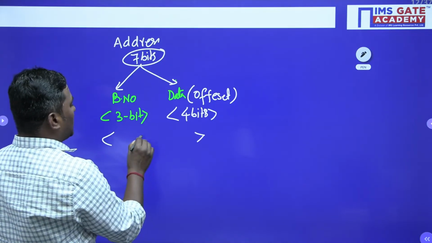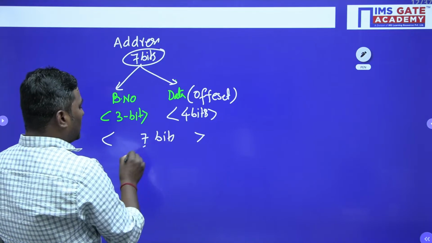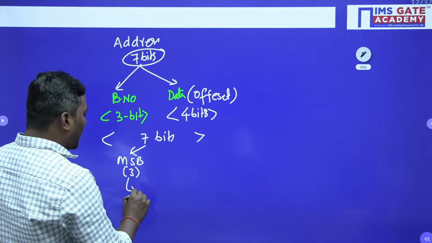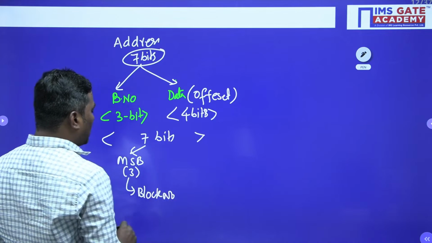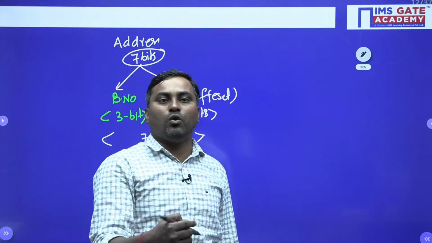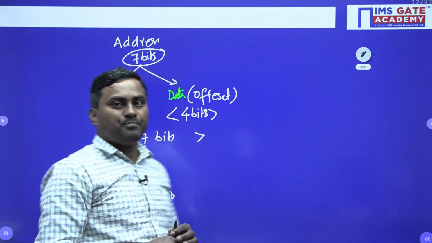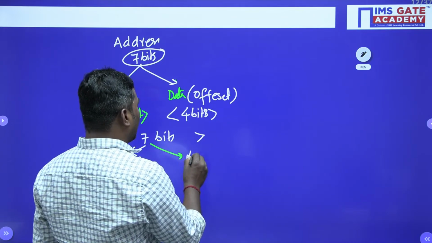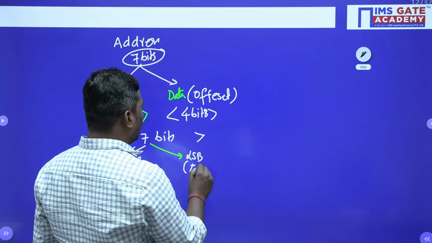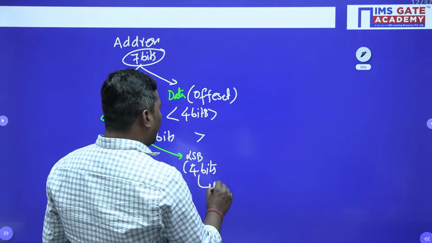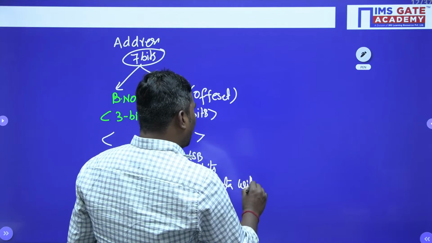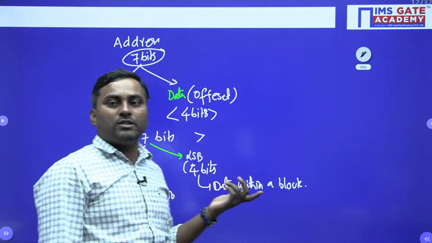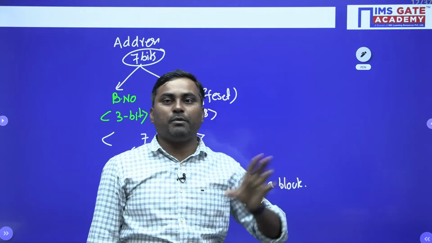So when the address is 7 bits, the MSB 3 bits identify the block number. Which block number? If all 3 bits are 0, block number 0. If all 3 bits are 1, block number 7. Correct. Now the rightmost, the least significant 4 bits indicate the data within a block. If all 4 bits are 0, you are accessing the first byte of that particular block.